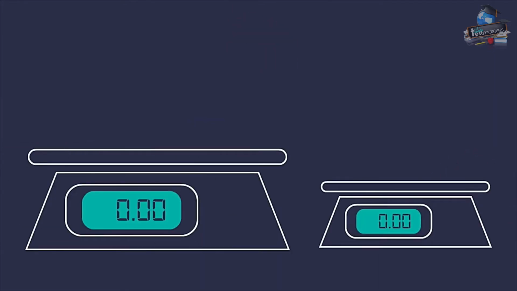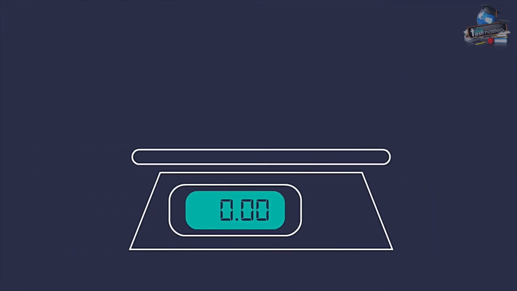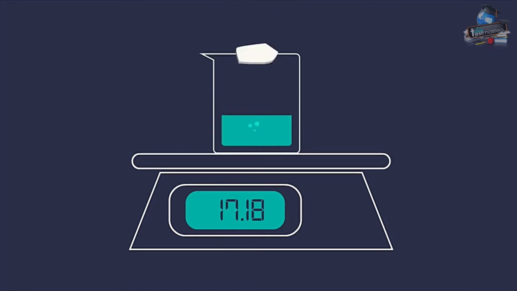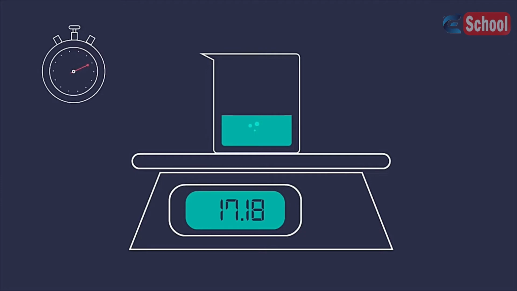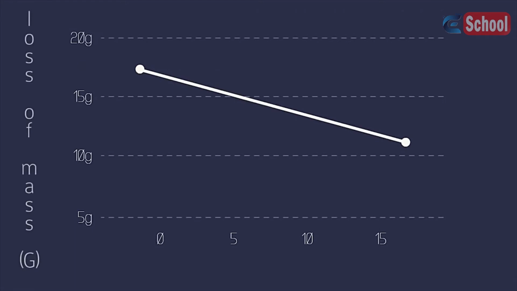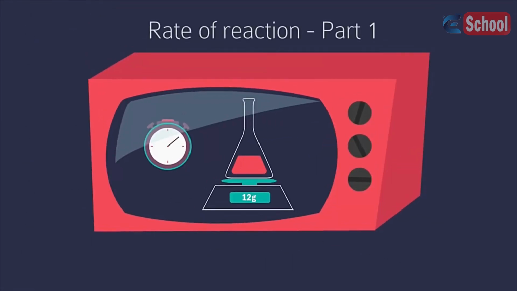The answer is, you would carry out the reaction on a set of electronic scales. First, recording the total mass of the beaker and all the reactants. Then you would add the marble chips to the acid in one go and immediately start a stop clock, recording the mass of the beaker at regular intervals. You should see it decrease over time as carbon dioxide is lost. You could then plot a graph of loss of mass versus time to see how you can use this to work out the rate of a reaction. See this video also on our channel.